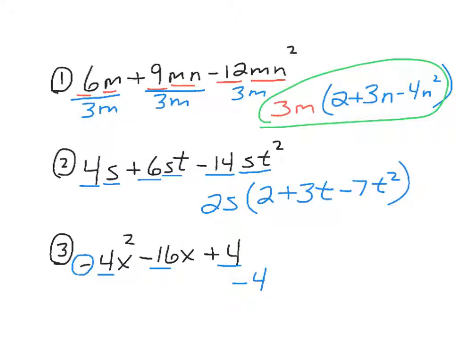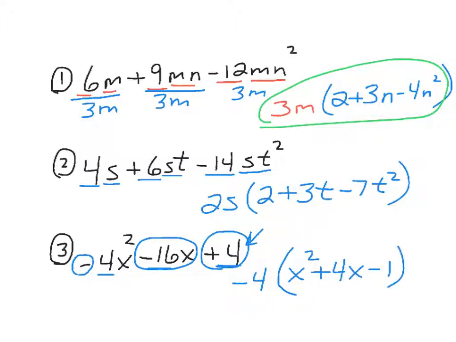I can't factor out anything else because this particular term right here does not have an x variable with it. So all I can factor out is the negative 4. If I factor a negative 4 out of that first term, I'm left with x squared. If I factor a negative 4 out of the subtract 16x, that becomes plus 4x. And when I factor a negative 4 out of the plus 4, I'm left with subtract 1. So this factors out to negative 4 and then in parentheses x squared plus 4x subtract 1.